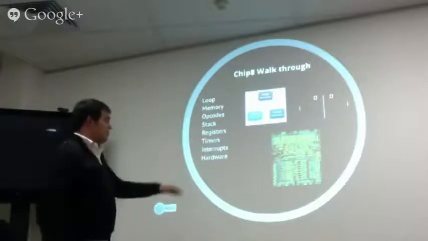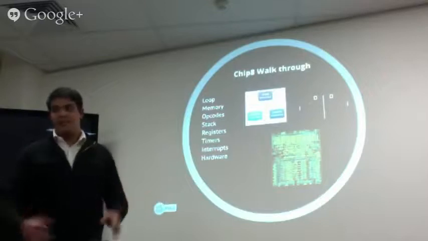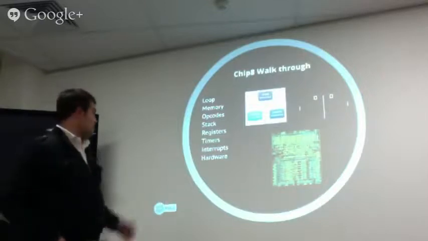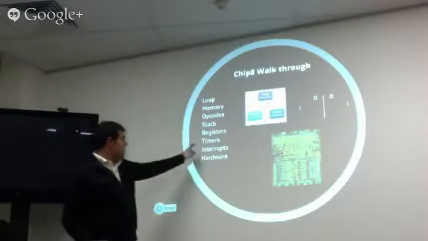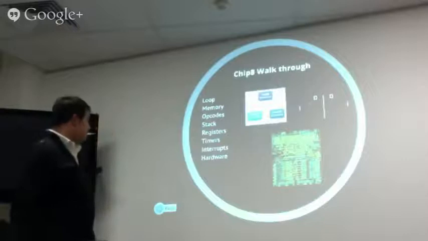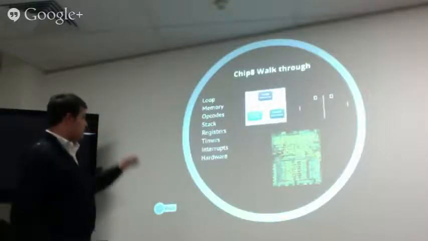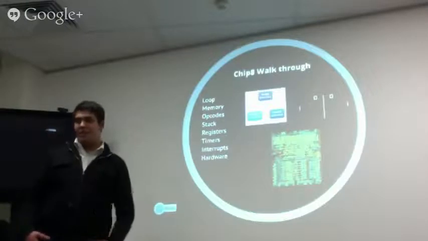You've got timers, so the CPU can keep track of time, or can cause delays, and it doesn't just keep processing at an uncontrollable rate. Interrupts. Now the Chip-8 doesn't have interrupts. Maybe it does, but you don't have to implement interrupts.